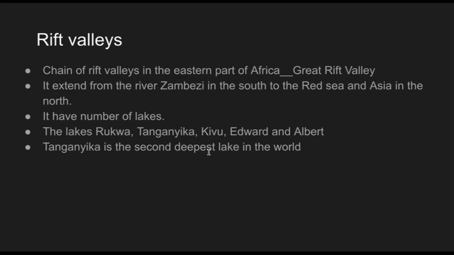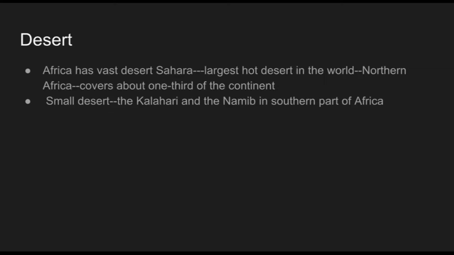Okay, next we study the desert places in Africa. Africa has vast deserts, because the Sahara, the largest hot desert in the world, is in Africa. Which is the largest hot desert in the world? The Sahara desert, in Africa. What are its specialities? It is spread over almost the whole of northern Africa. The Sahara desert covers about 1/3 of the continent. It is the largest hot desert in the world.